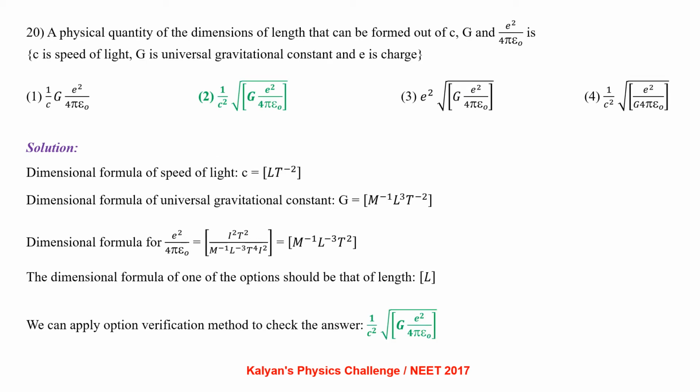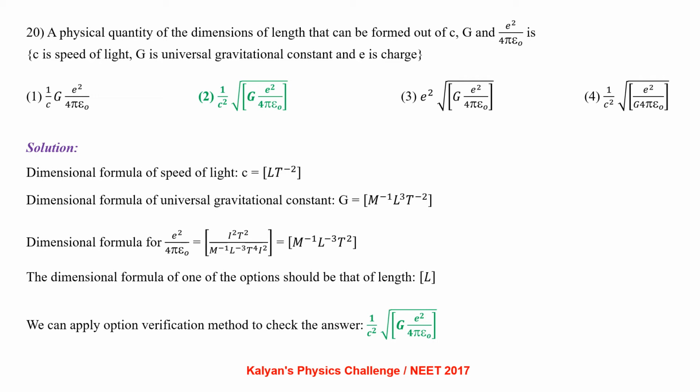A physical quantity of dimensions of length that can be formed out of c, capital G and e square by 4 pi epsilon naught is? Here c is the speed of light, G is the universal gravitational constant, and e is charge.